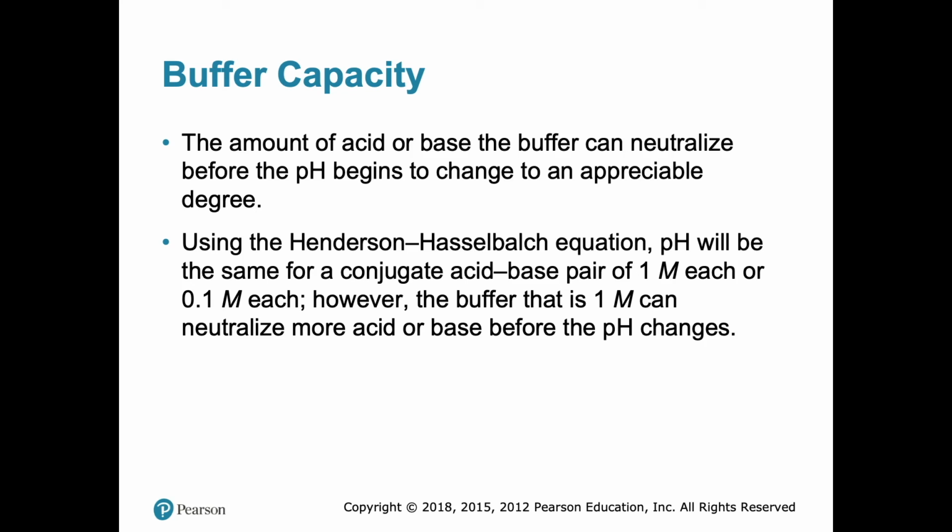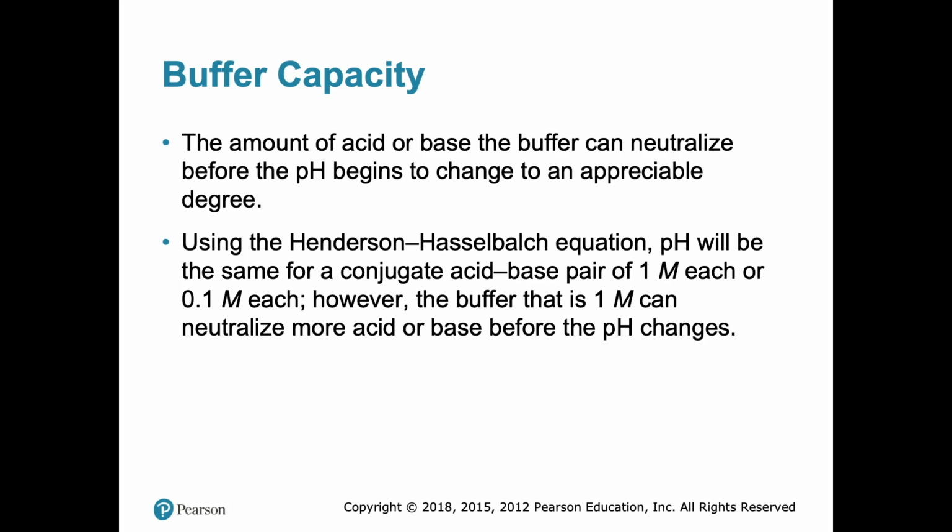Does that make sense? That's exactly what that says up there, in a lot of words. Buffering range is plus or minus 1 pH unit. The vast majority of them are like that. Okay? Any questions about that? Is that confusing at all?